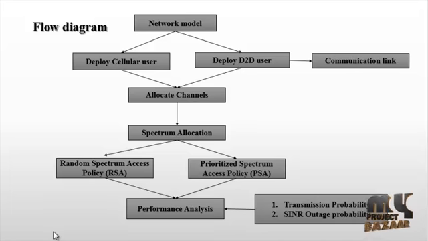Here we use channel allocation, and for it we use spectrum allocation. There are two types of spectrum allocation: one is RSA, that is random spectrum access, and the other is PSA, that is priority spectrum access. Finally, performance analysis calculates the transmission probability and SINR outage probability.